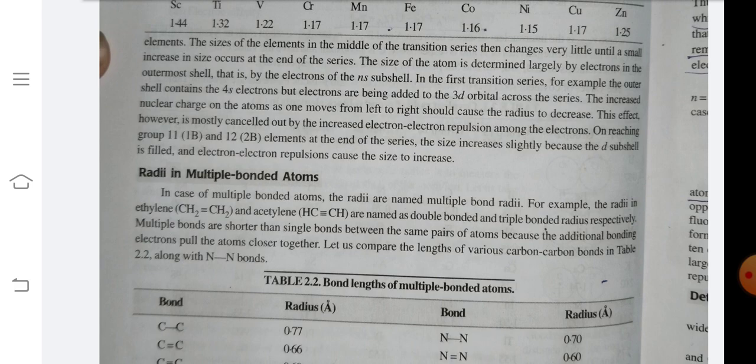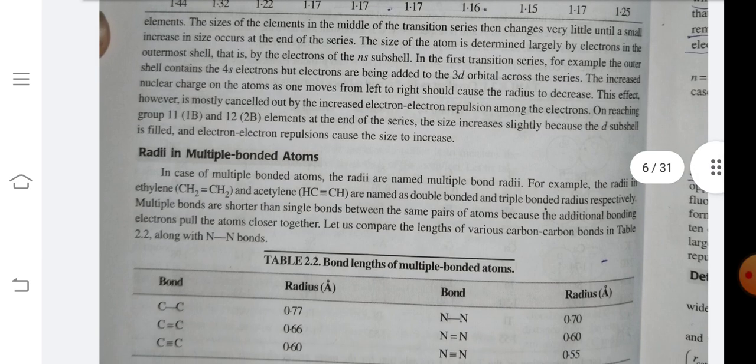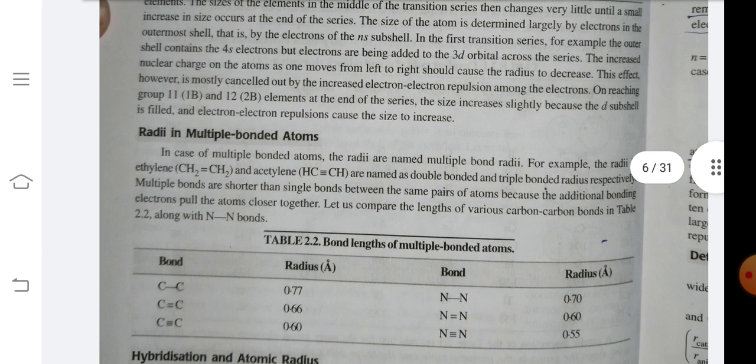The size of the atom is determined largely by electrons in the outermost shell, that is, by the electrons of the ns subshell in the first transition series. For example, the outer shell electrons are the 4s electrons, but electrons are being added to the 3d orbital across the series. The increased nuclear charge on the atoms as one moves from left to right should cause the radius to decrease. This effect, however, is mostly cancelled out by increased electron-electron repulsion among the electrons.